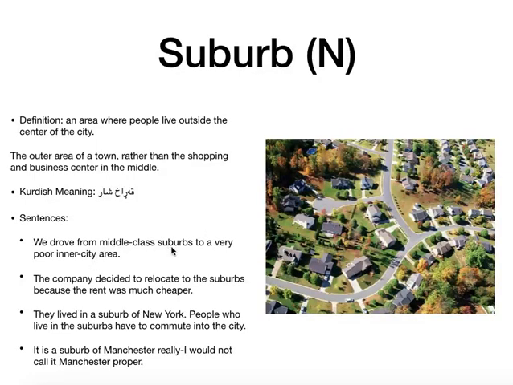We drove from the middle class suburbs to a very poor inner city area. They lived in a suburb of New York. People who lived in suburbs have to commute into the city. The company decided to relocate to the suburbs because the rent was much cheaper.